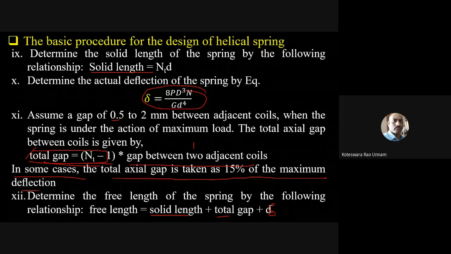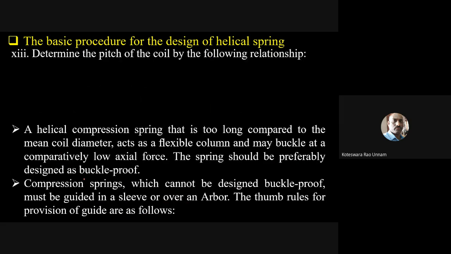Here this is delta, this is delta. You know the solid length, you know the delta, you know the total gap, then you get the free length of the spring. Once you have the free length of the spring, then in the next step you can determine the pitch of the coil. So the pitch of the coil is determined by this relation.